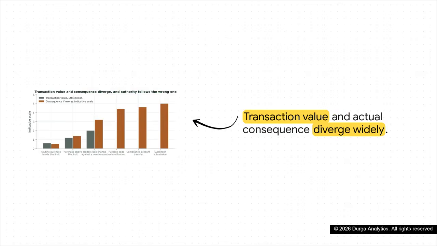Things like surrender submissions or shifting millions between internal books often have tiny or zero transaction values, so they completely bypass standard currency controls. Meanwhile, a routine purchase that happens to be just €1 over the limit triggers a massive chain of approvals. We are measuring the wrong axis entirely.